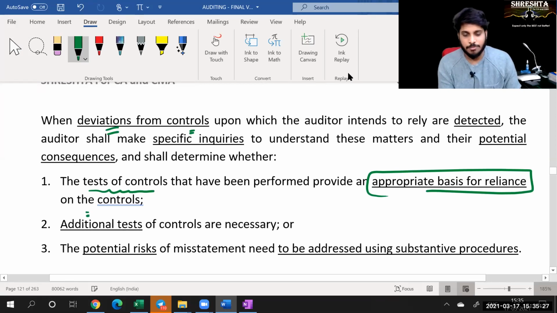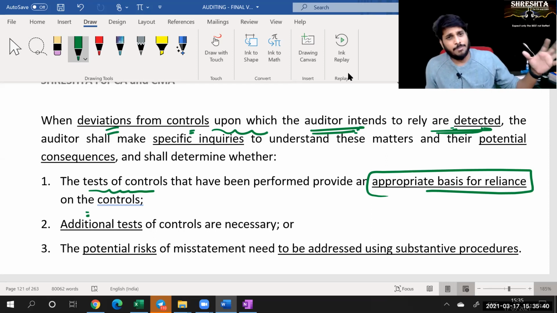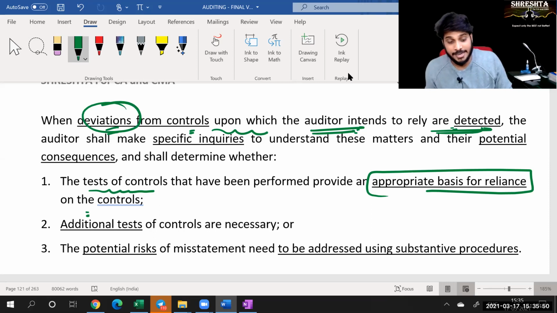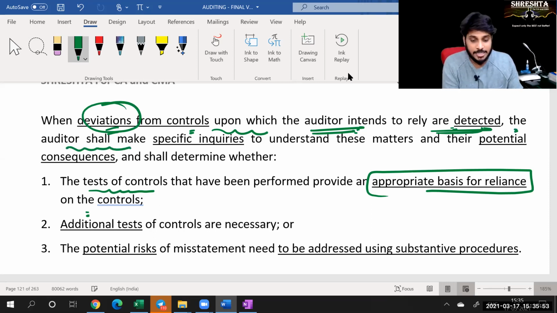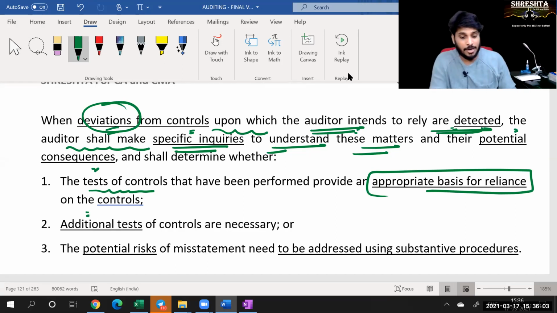When deviations from controls upon which the auditor intends to rely are detected: suppose I want to trust a particular control based on the process, based on the design part, I want to rely on the control. But when I really verify the actual transactions, I find deviations. In that case, the auditor shall make specific inquiries to understand these matters and their potential consequences. What is the impact of the deviation? What can go wrong? I need to understand the impact.